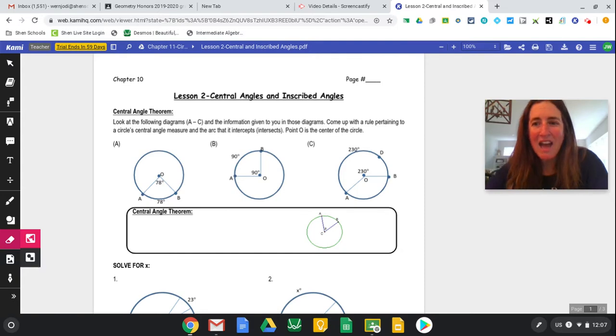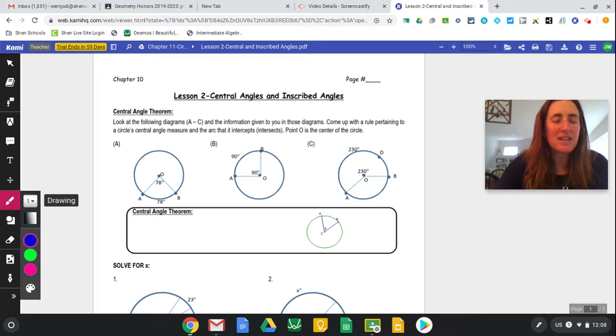Okay, so we have a bunch of different theorems today that we're going to do. Our first one is the central angle theorem. If you want it written out for you, to save time in making these videos so it's not a 30-minute video, you can print out the PDF with it filled out. But our first theorem is the central angle theorem.